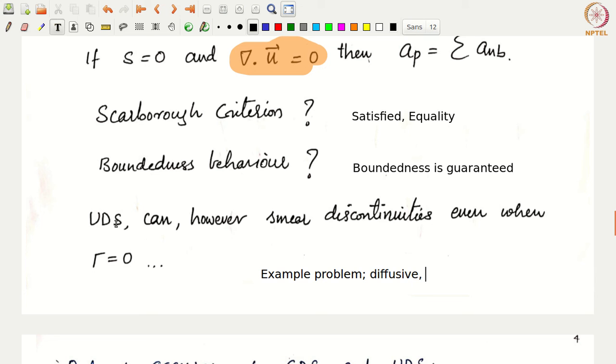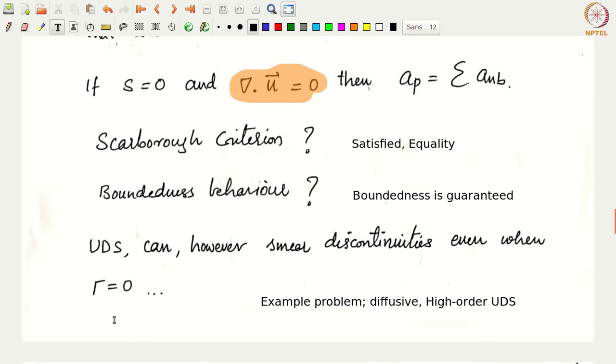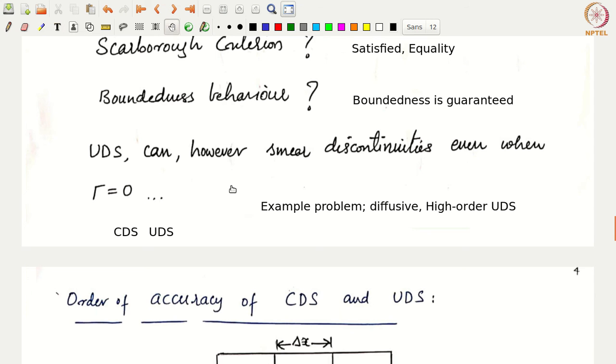As a result, we will look for some of the higher order upwind difference schemes, which are better in terms of not having such high diffusion as the UDS. So we'll look at some higher order schemes a little later in the course. As of now we have learned these two schemes: one is the central difference scheme, the other is the upwind difference scheme. Both of them we have looked at in terms of their properties and how to implement them in a particular code.